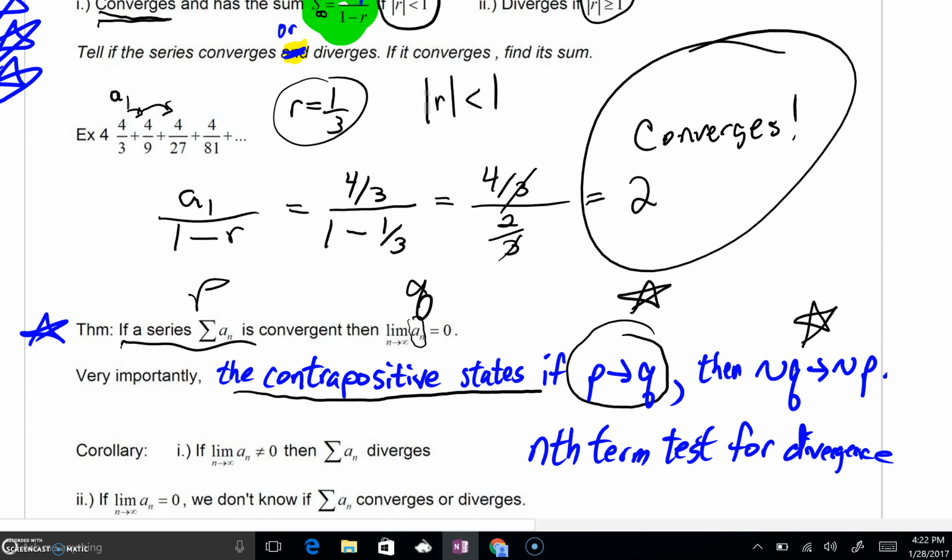So let's do not Q. Not Q means if the limit as n goes to infinity of a sub n is not 0, then not P, then that series is not convergent. That means that a sub n diverges. This is the nth term test.